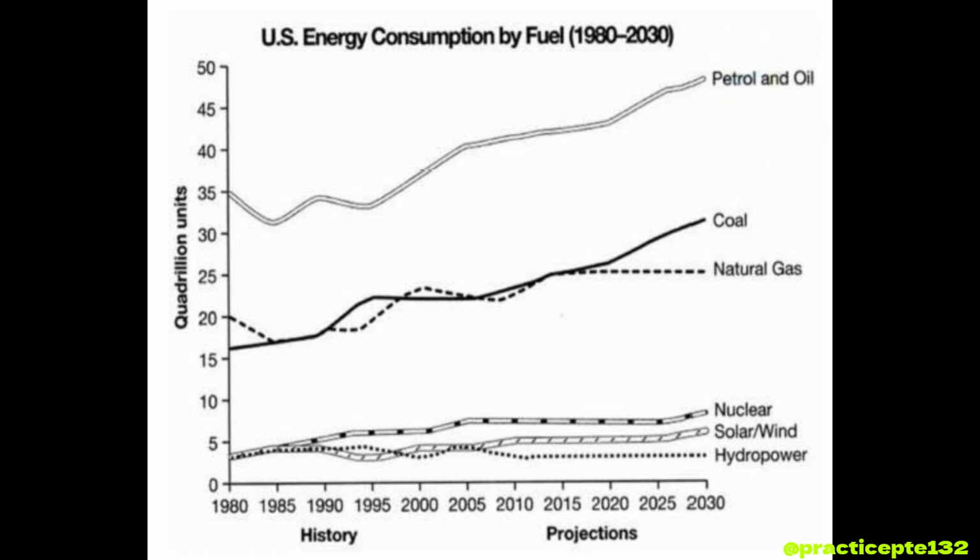According to this graph, in 1980, the consumption of coal is around 15, and that of natural gas is higher, which is around 20. According to this graph, the highest consumption of coal is around 30, which is in 2030. According to this graph, the lowest value of natural gas is around 15, which is in 1985. In conclusion, the consumption of petrol and oil is higher than coal, from 1980 to 2030.